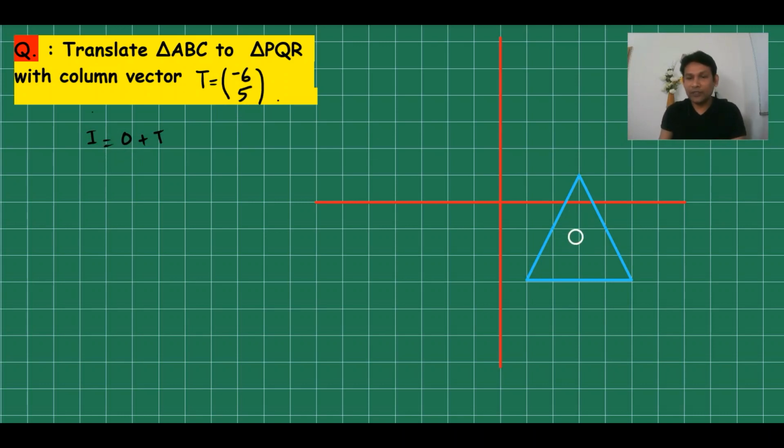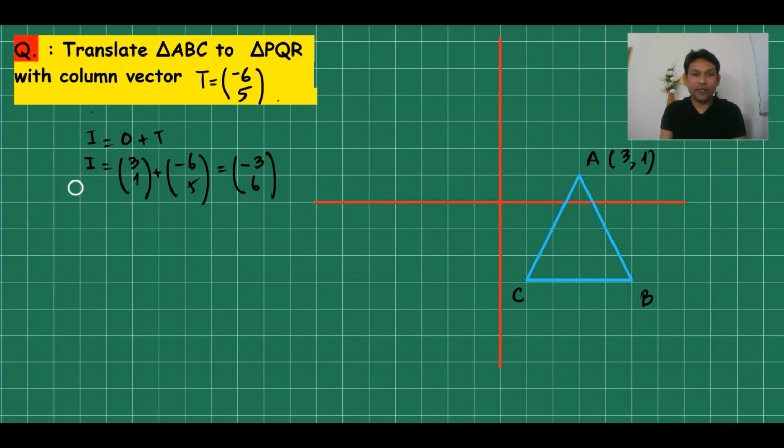Remember? So this is your object. From the origin, what is the position vector of this part? Suppose this is A, this is B, and this is C. Now what we have to do? The position vector of A is from here 1, 2, 3 and 1. So 3 and 1 will become the image for the object A. Object A is 3 and 1, plus the translation minus 6 and 5. When I add this, you get the image of the first coordinate A: minus 3 and 6.